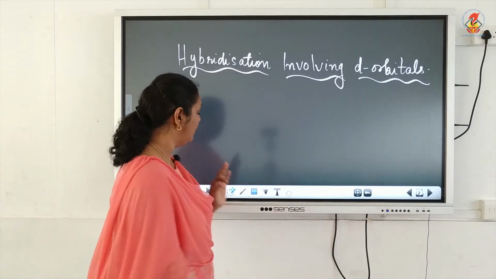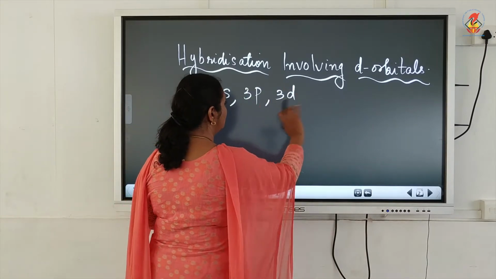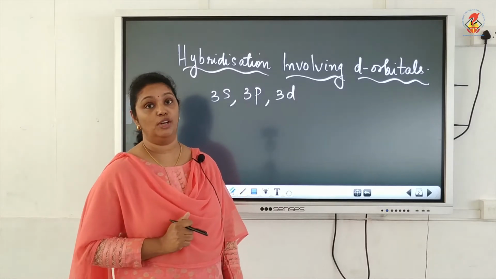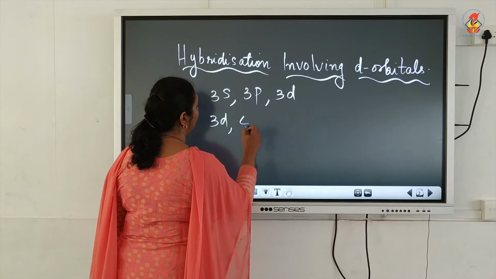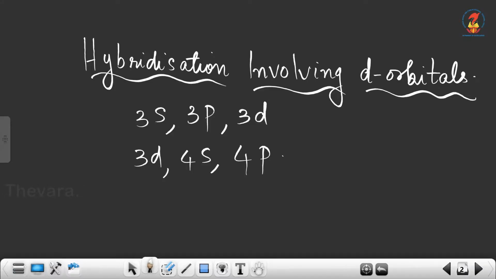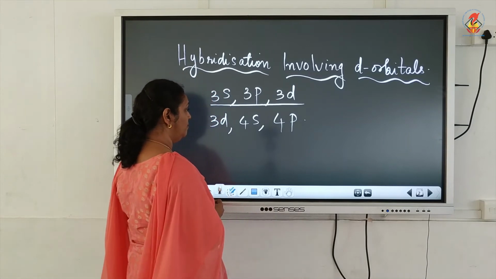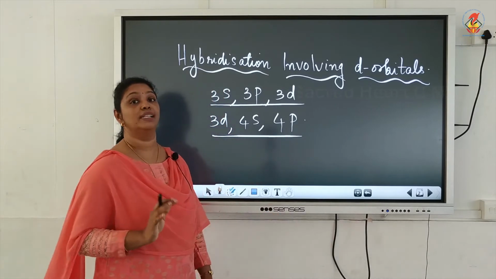So in third period we have 3s, 3p and 3d orbitals, and I told the 3d orbitals are vacant in third period. And in fourth period we have 3d orbital getting filled, 4s and 4p orbital also getting filled. So in fourth period we have 3d, 4s and 4p orbital getting filled. So hybridization involving 3s, 3p and 3d orbitals are possible. Also hybridization involving 3d, 4s and 4p orbitals are possible.